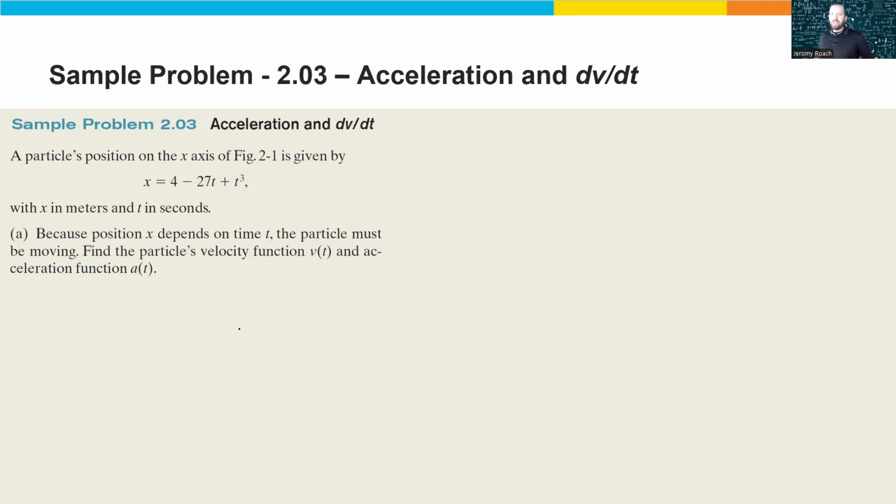All right, we're going to look at an example in physics now with finding the derivative and looking at acceleration. So we have this particle's position on the x-axis, and they tell us the position function is x equals 4 minus 24t plus t cubed, with x in meters and t in seconds. Because the position depends on the time, the particle has to be moving. We want to find the particle's velocity function and acceleration function, a of t.